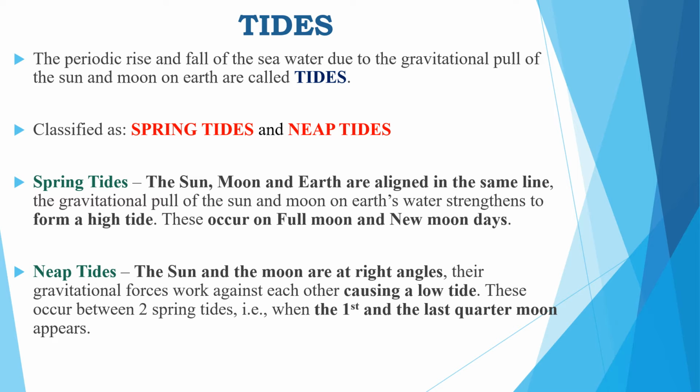Neap tide. When the sun and moon are at right angles, their gravitational forces work against each other, causing a low tide, which is called neap tide. A neap tide occurs between two spring tides. That is, it occurs twice a month when the first and last quarter moon appears.